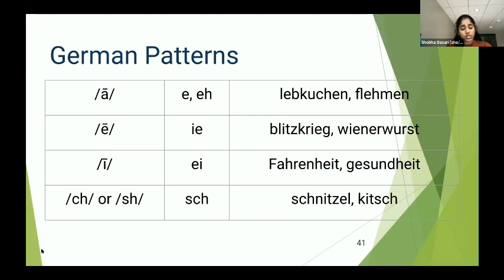Yes, and then also the next language pattern we have is for the ch sound, or even the sh sound. German words use SCH. So this is pronounced schnitzel, spelled with an SCH and not an SH. And then kitsch is spelled SCH instead of just a CH. So yeah, the SCH is a common spelling in German.